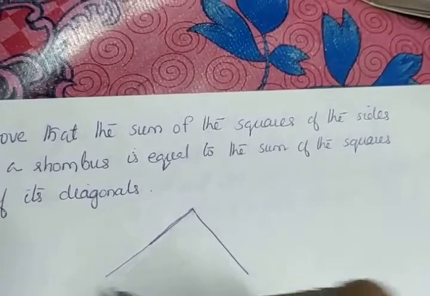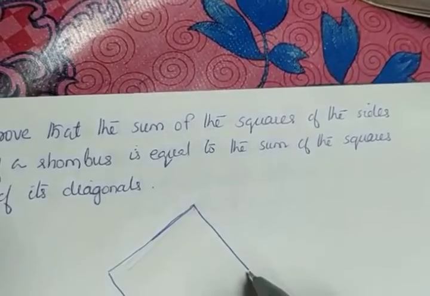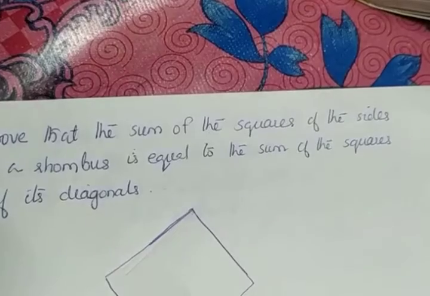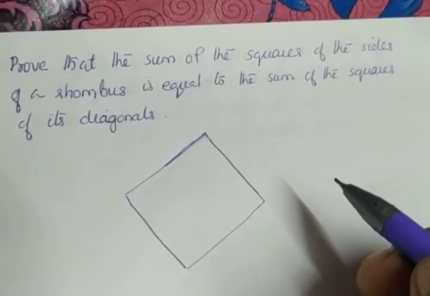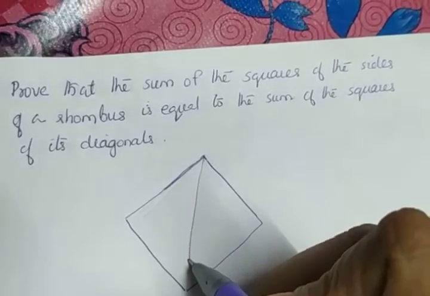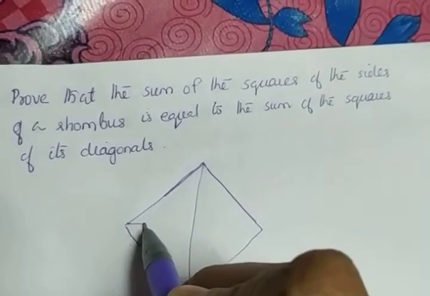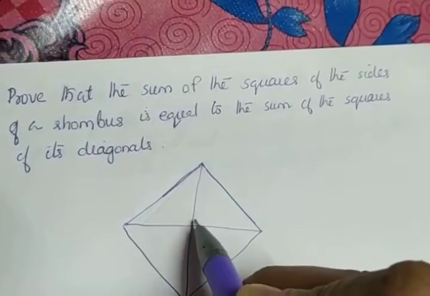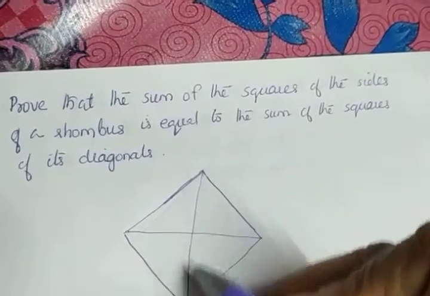What's the specialty of a rhombus? All the four sides will be equal, isn't it? And one more specialty is there, if all the four sides are equal, the quadrilateral can be a square also. The diagonals will be perpendicular bisectors. It makes angle 90 degree and also it will be the bisector.